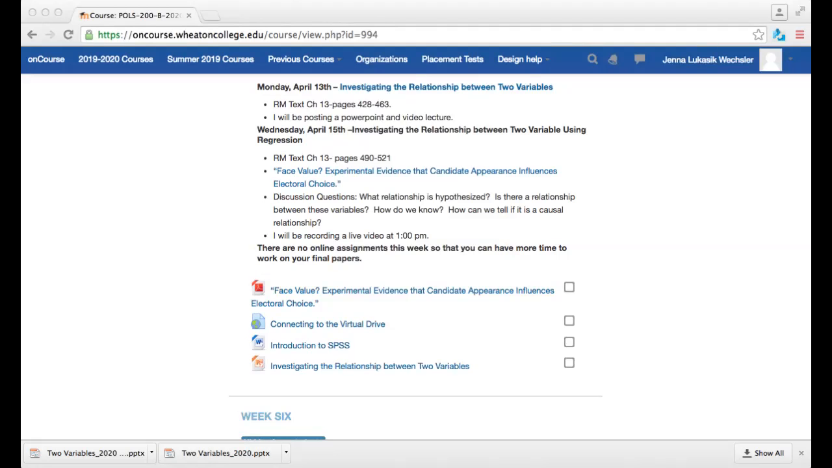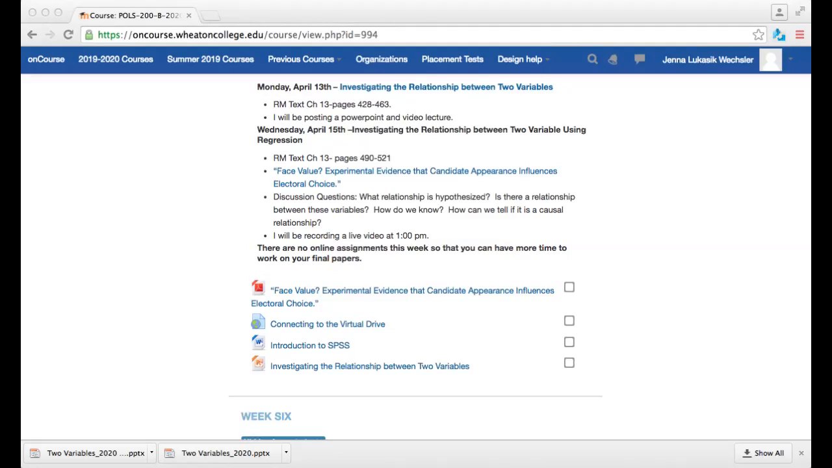Hi everyone. Today I'm going to be reviewing the material from the first part of chapter 13 in your textbook, Investigating the Relationship Between Two Variables. I'm going to focus our conversation on an introduction to this topic, and then I'm going to show you how to do a cross tabulation and also to calculate the statistical significance for cross tabulation.